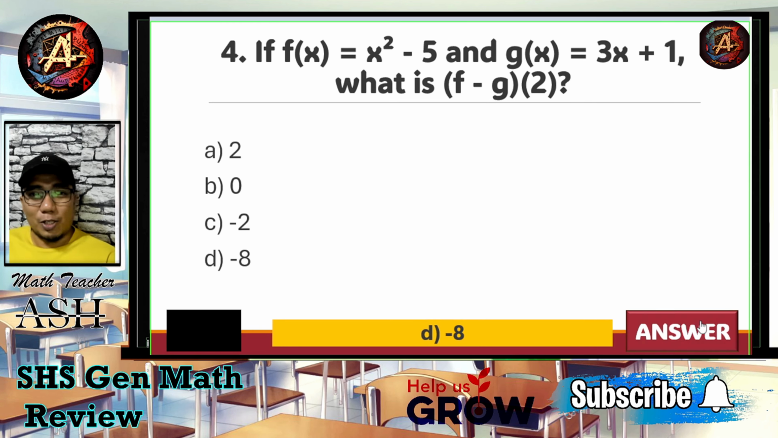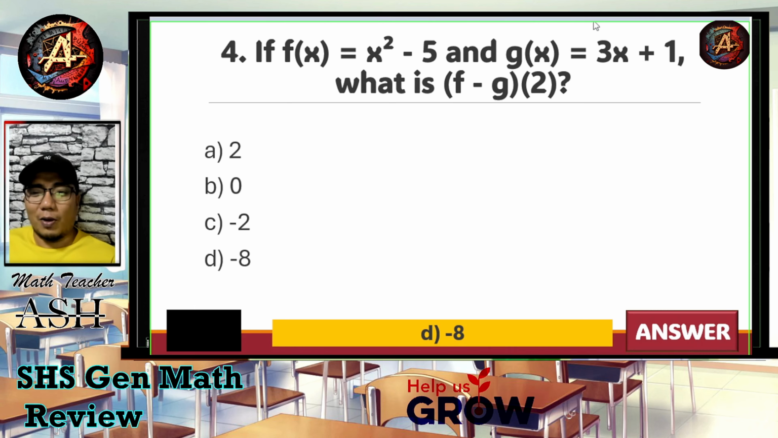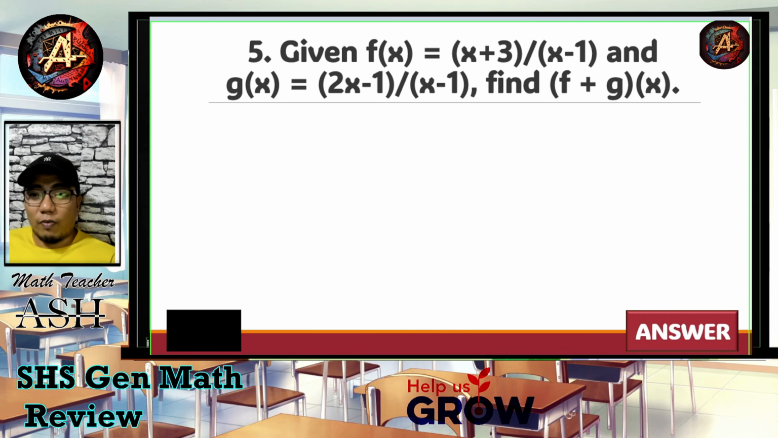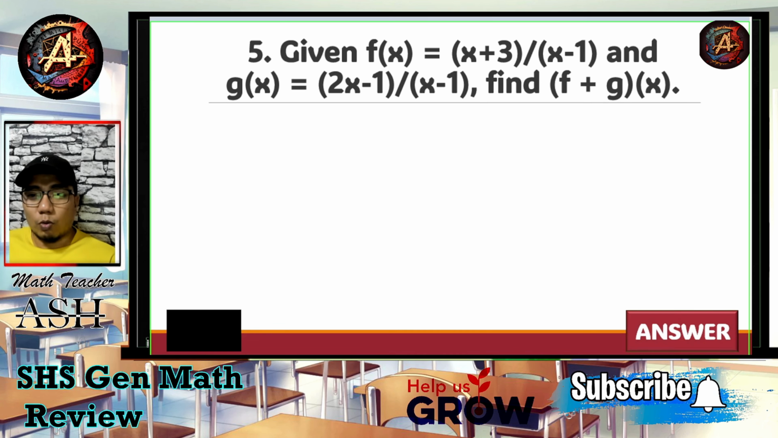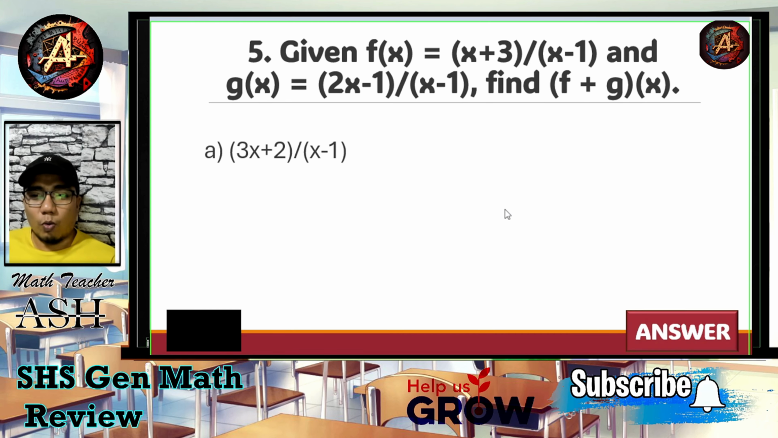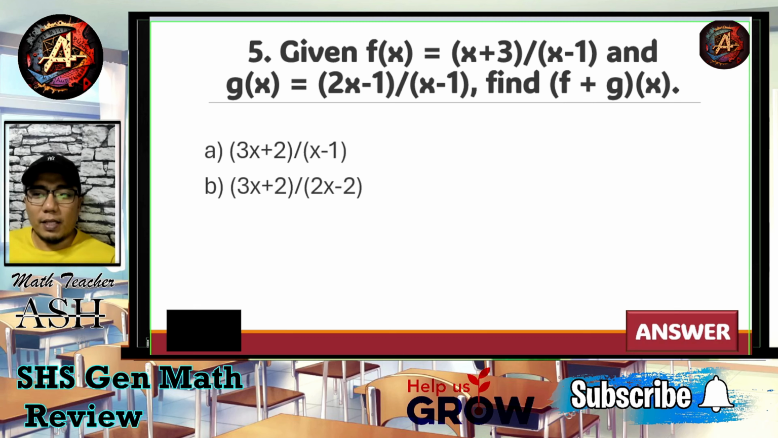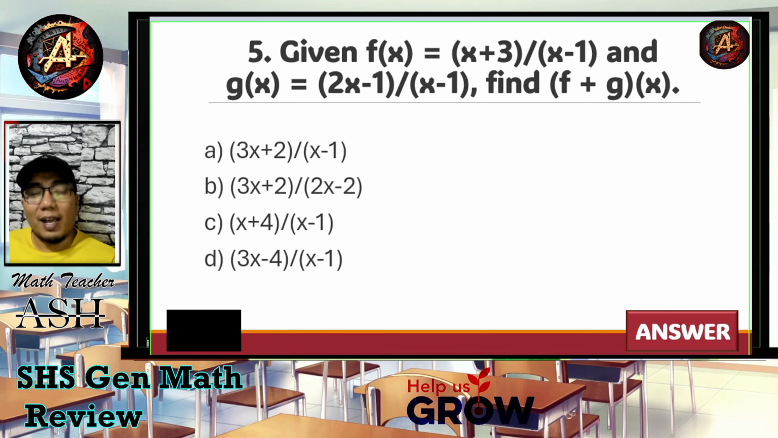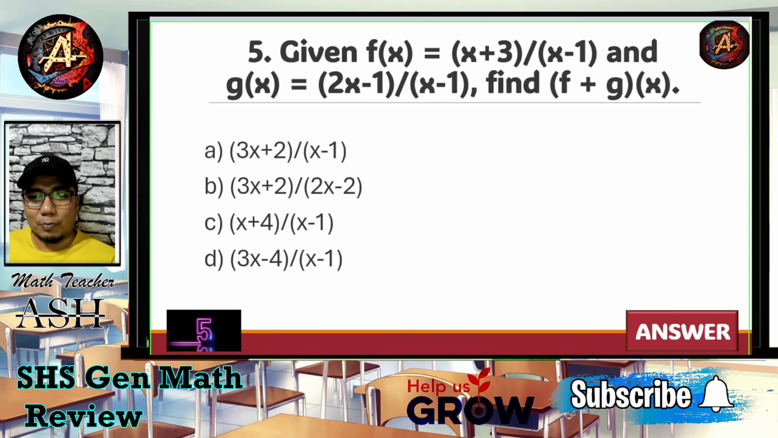Alright, my dear math learners. The same goes if you subtract first the two functions and then substitute the value of 2 to the result. Now let us go to question number 5. Given f of x is equal to x plus 3 over x minus 1 and g of x is equal to 2x minus 1 over x minus 1, find f plus g of x. Is it A, 3x plus 2 over x minus 1, B, 3x plus 2 over 2x minus 2, C, x plus 4 over x minus 1, or D, 3x minus 4 over x minus 1? I'll give you 5 seconds to think about your answer.